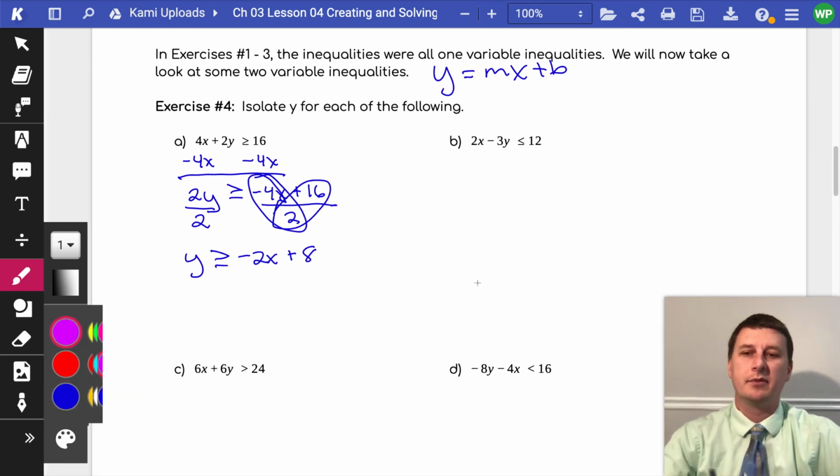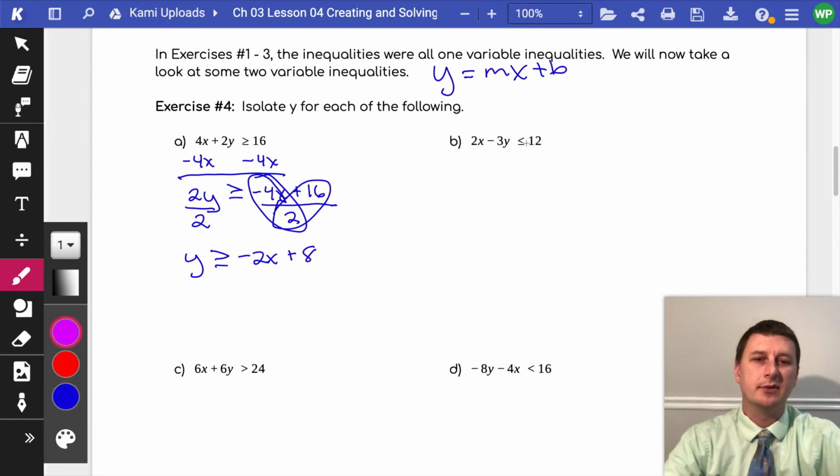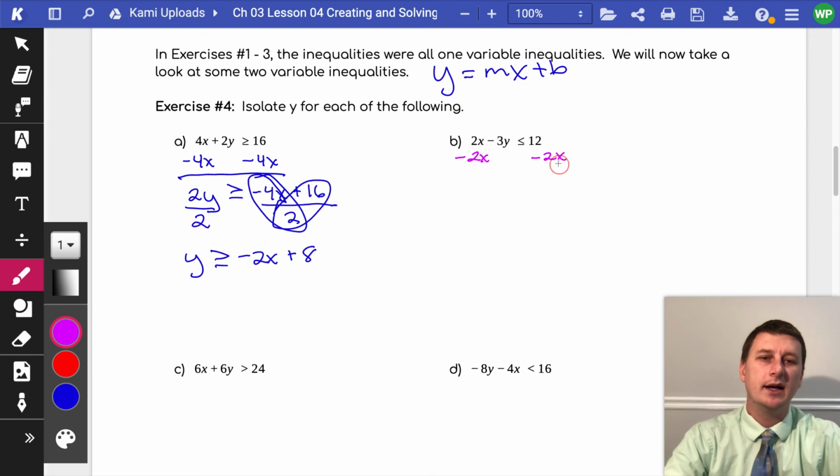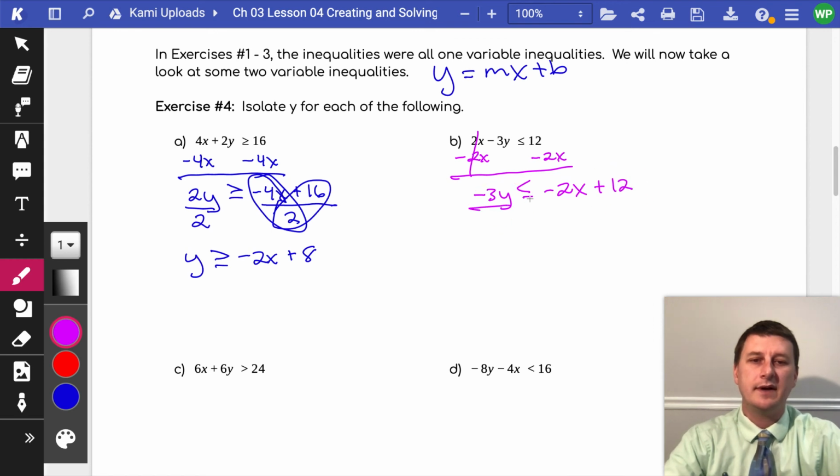If we go on over to part B now, we have 2x minus 3y is less than or equal to 12. So again, let's start off by moving the x's away from the y's. We want that y by itself. So we'll have negative 3y left over is less than or equal to, again, not like terms here, so let's put our x's first, negative 2x and positive 12. And finally, we're going to divide everything, and when I say everything, again, I mean everything, by negative 3.